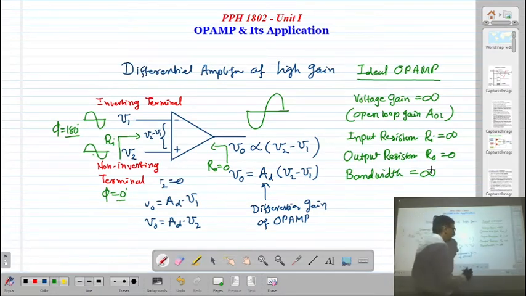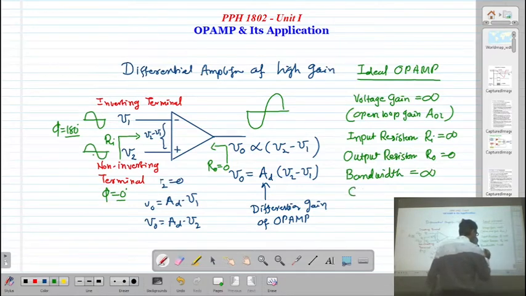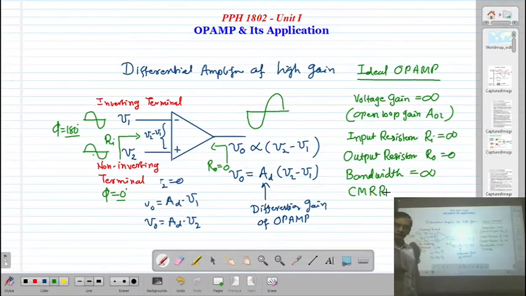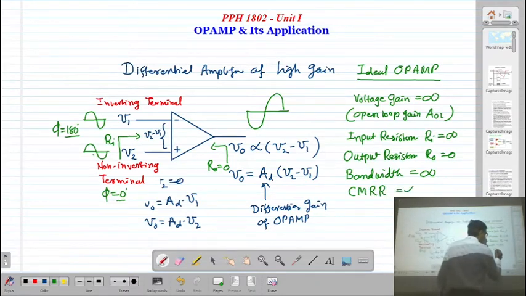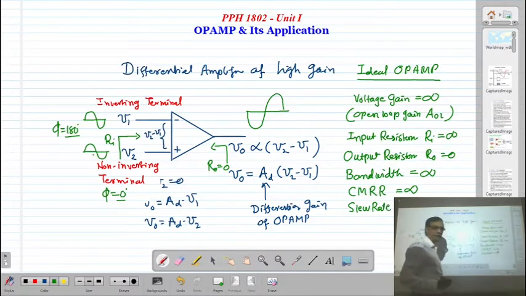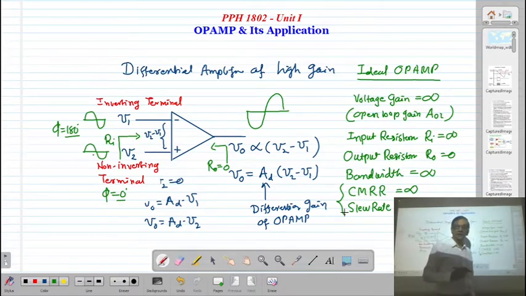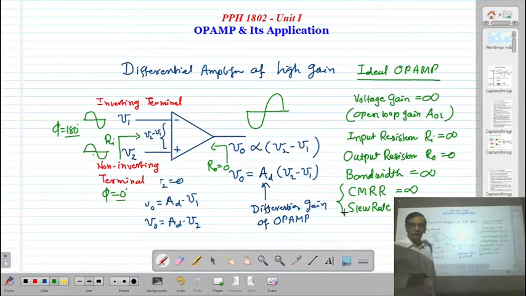Then two terminologies: CMRR, common mode rejection ratio, should also be infinite, and the slew rate should also be infinite. About these two parameters, we will discuss later what is the CMRR of the operational amplifier and what is the slew rate of the operational amplifier. But they should also be very, very large for an ideal operational amplifier.